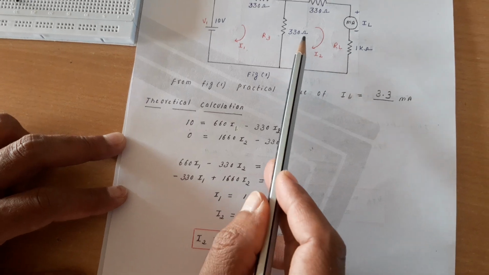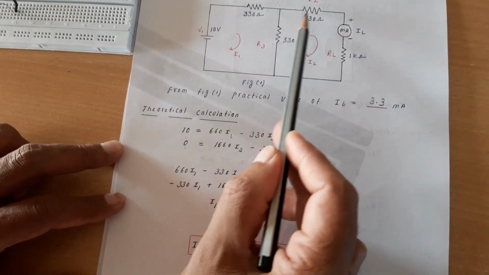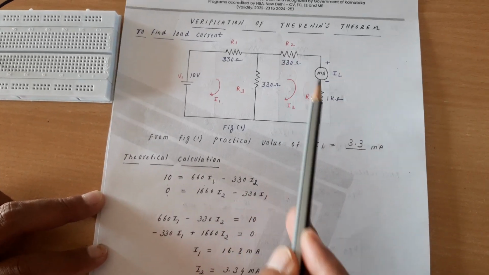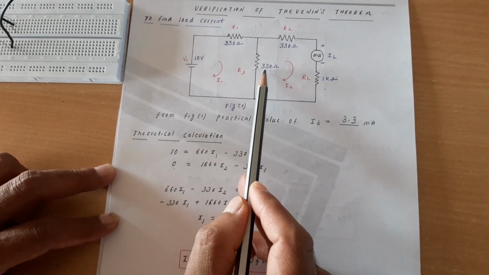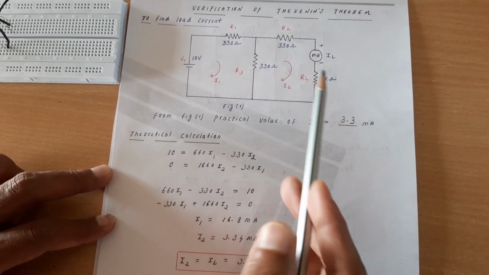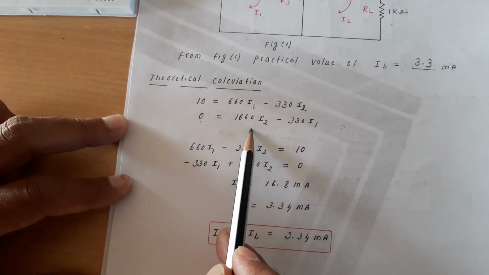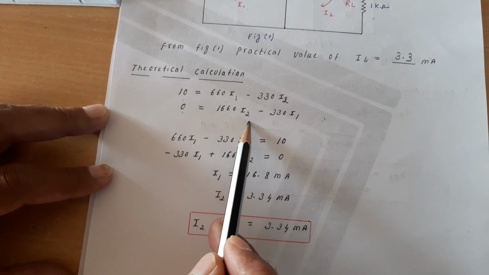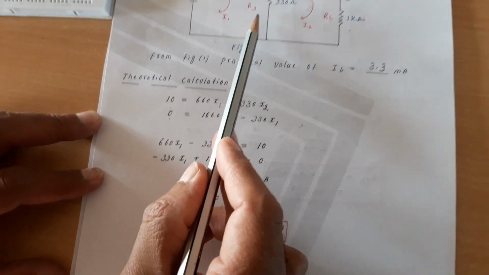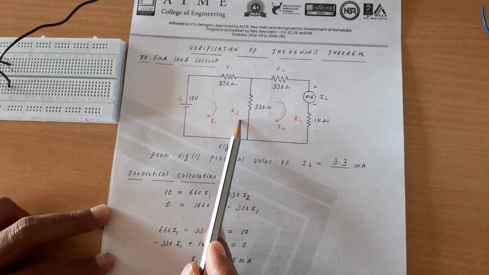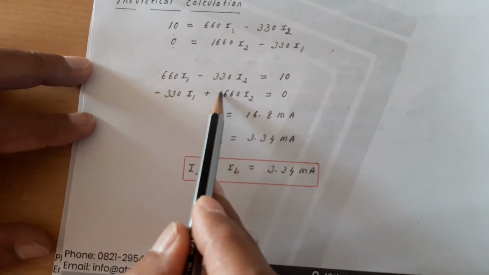In the second loop, since there are no power supplies, I will take it as 0 and I will add all the resistors: 330 plus 330 plus 1000, that is 1 kilo ohm, total 1660 ohms. So 0 equal to 1660 I2, since the current in loop 2 I have taken as I2, minus 330 I1. So I have to subtract the current from loop 1, that is 330 I1. I will rearrange these equations in the standard format.